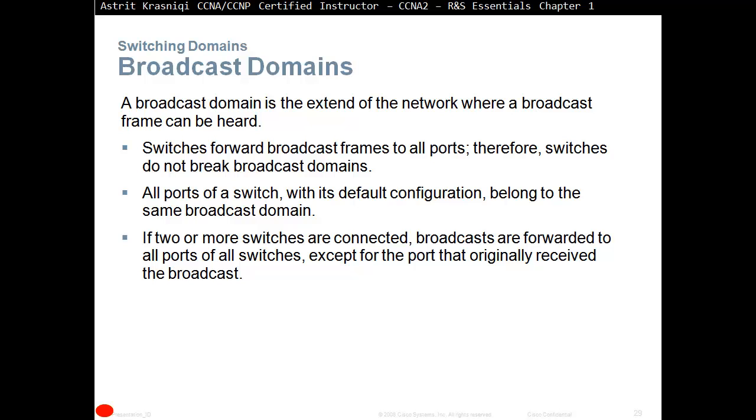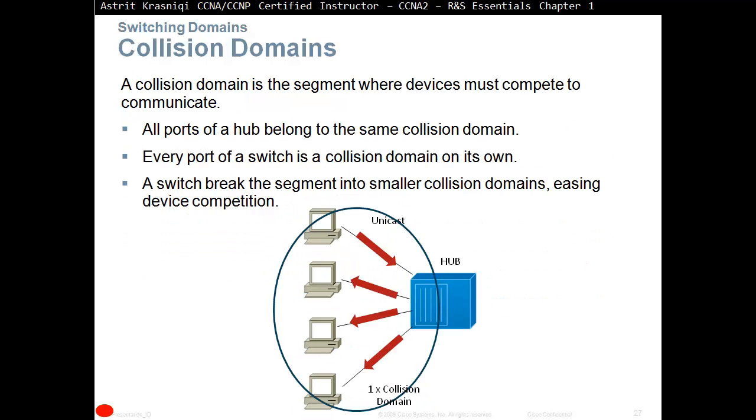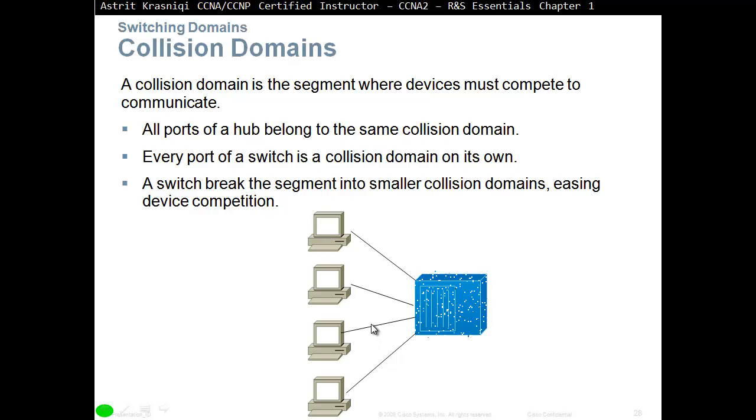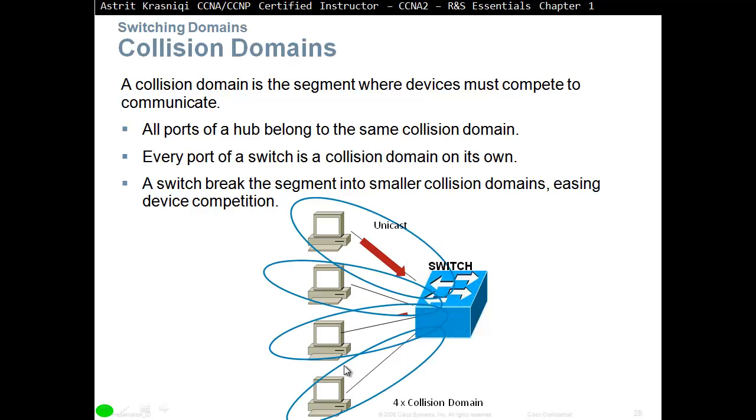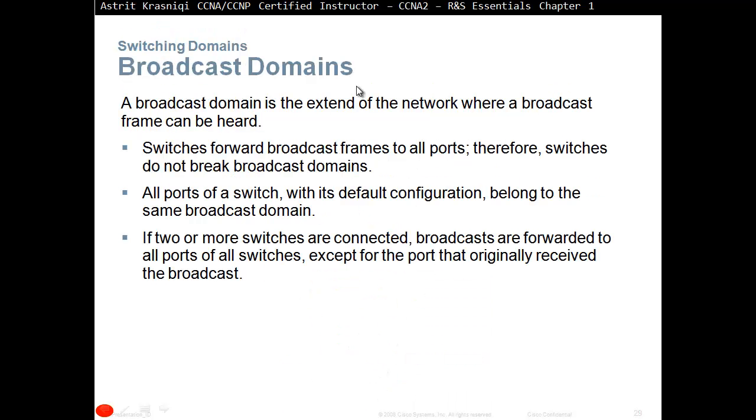So collision domains, just to not confuse you, the hub has 1 collision domain. Every port belongs to the same collision domain. On the switch, each port is its own collision domain. But the switch does not break the broadcast domain. So every active port on a switch with a default configuration is in 1 broadcast domain. So you need to implement a layer 3 device to break that broadcast domain. So broadcast, not a good thing in our network.